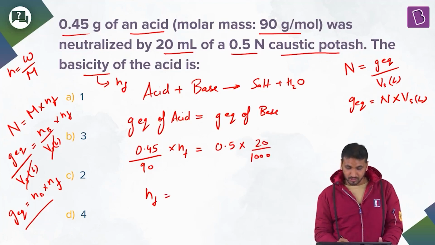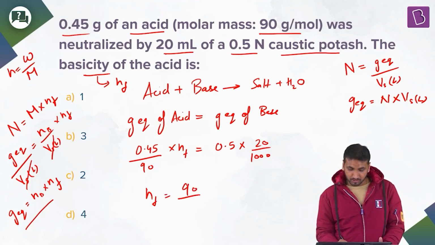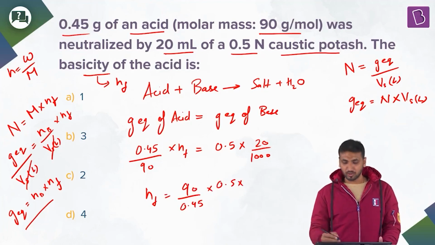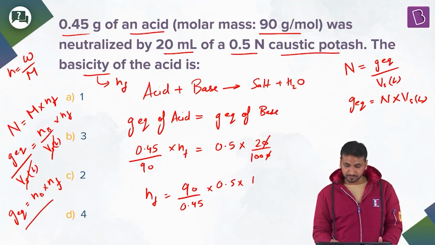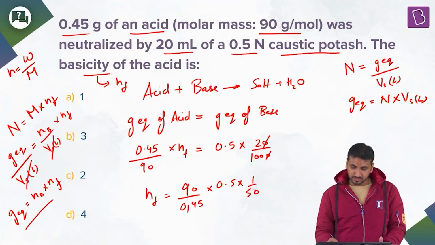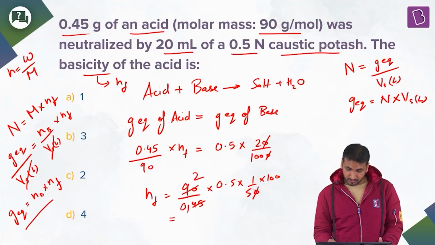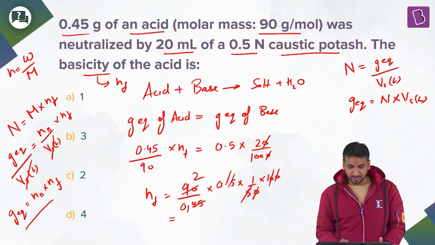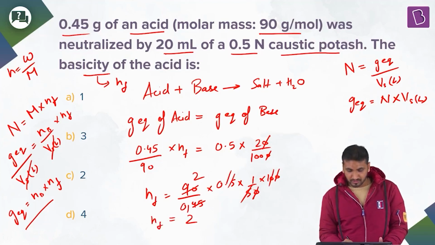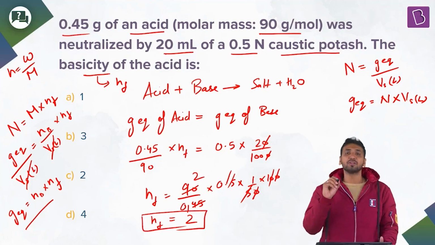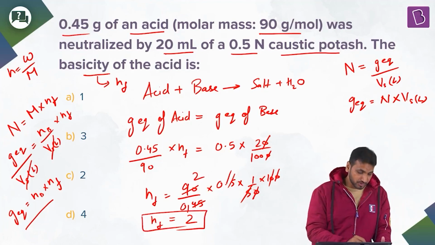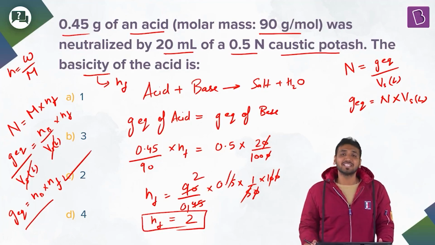n factor will be like what? 0.90 upon 0.45 into 0.5 into 20 by 1000, which is like 1 by 50, right? So if I remove this decimal with 100, 90 by 45 will be like 2, and 50 with this 0 and 10 with this decimal, 5 with 5. The only left value is 2. So n factor comes out to be 2, and this is going to be the basicity of the acid. Option C is going to be the correct answer to this question.